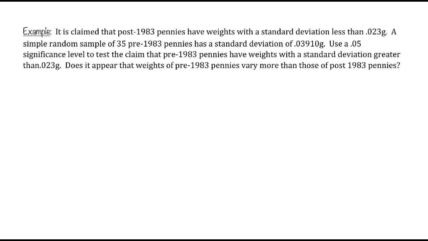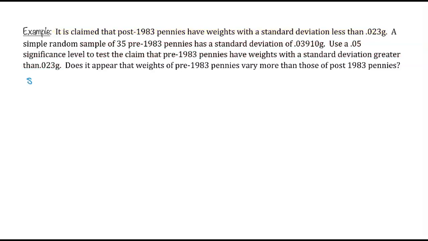Notice that this example refers to 2 different populations, and it's important that we do not get them confused. First, we have this statement about post-1983 pennies. Those have a standard deviation less than 0.023 grams. But our hypothesis test has everything to do with pre-1983 pennies. We will compare the two when we're done. The claim is that pre-1983 pennies have weights with a standard deviation that's greater than the standard deviation of post-1983 pennies, 0.023 grams. Let's start out by listing what we know.